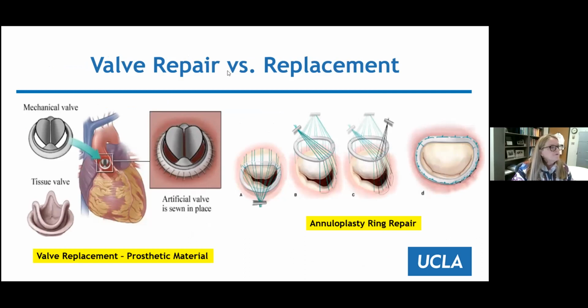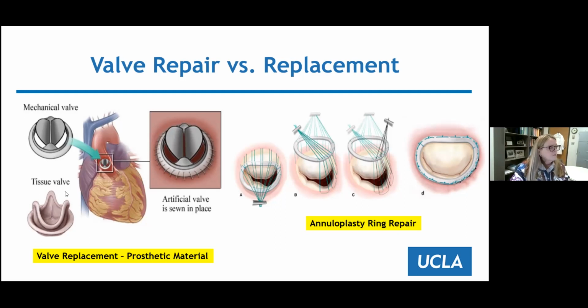Valve repairs versus replacements, just so you have a little visual of what that is. We have different types of valves that we use. We have mechanical valves, which are metal, and they typically have a little ring or cushion of material here, which you sew the valve in place to the appropriate location. Most of the time that's in the aortic side.